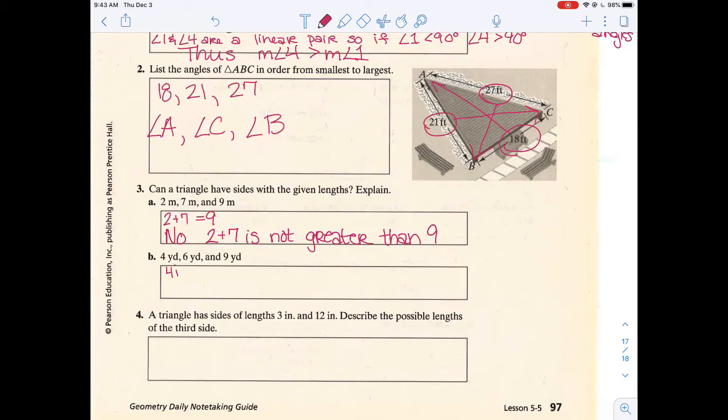Okay, then let's try this one. 4 plus 6, that's 10, that's greater than 9. 6 plus 9 is 15, which is greater than 4. And 4 plus 9 is 13, which is greater than 6. So yes, these can be sides of a triangle because the sum of any two sides is greater than the third side.